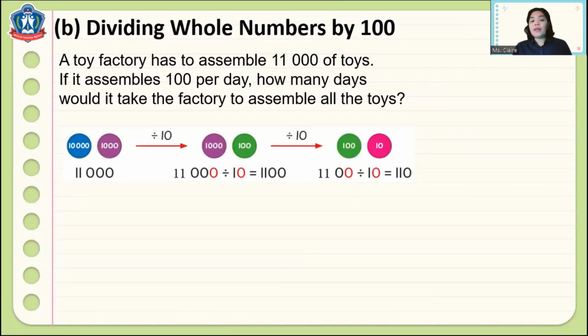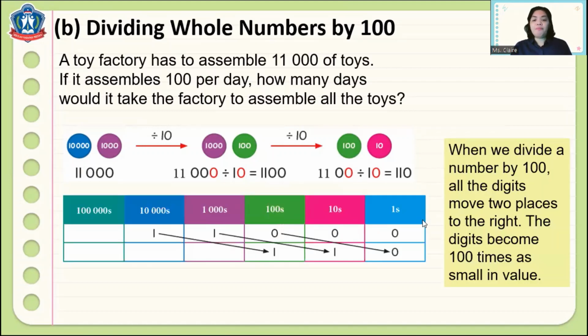Just like multiplication, we can break it down. So we can divide 11,000 by 10 first, then by 10 again. As you observe, from 11,000, we omit a zero if we divide by 10. So it becomes 1,100. Then divide again by 10. 1,100 divided by 10 becomes 110. Therefore, the answer is 110.